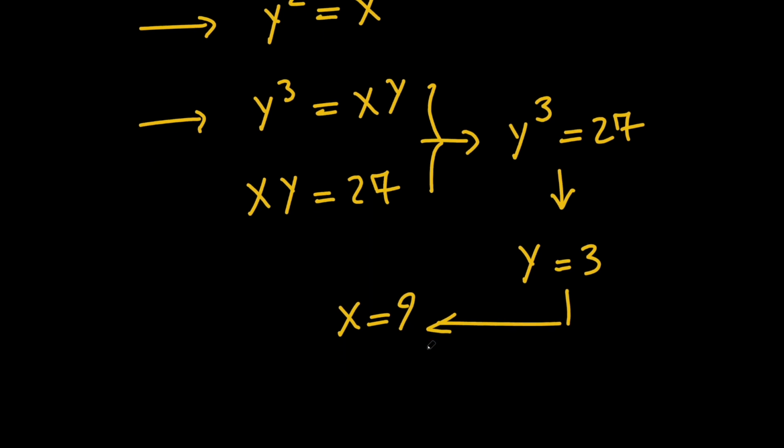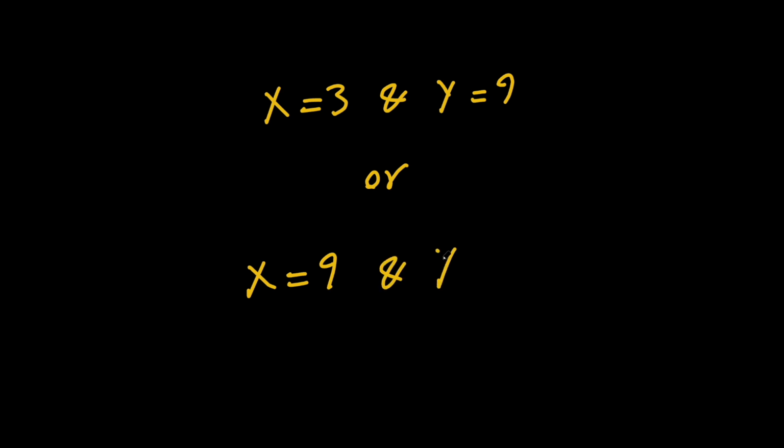So we have two solutions, either x equals 3 and y equals 9, or x equals 9 and y equals 3. Awesome. So this brings us to the end of this video.